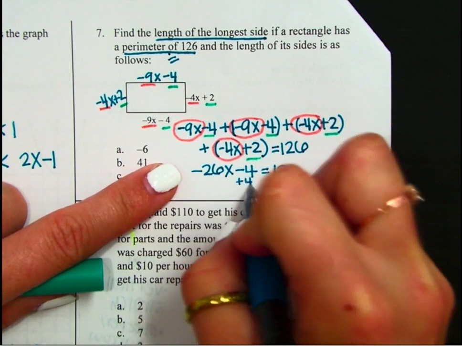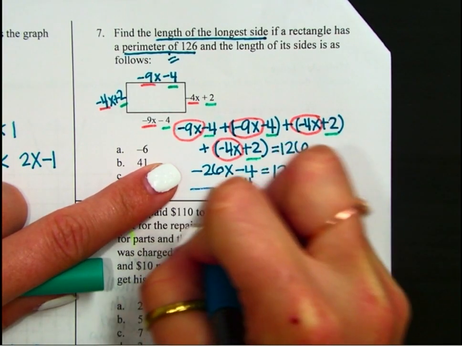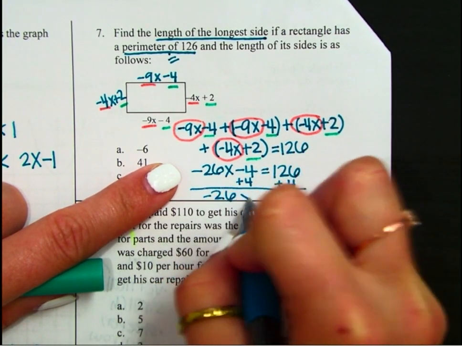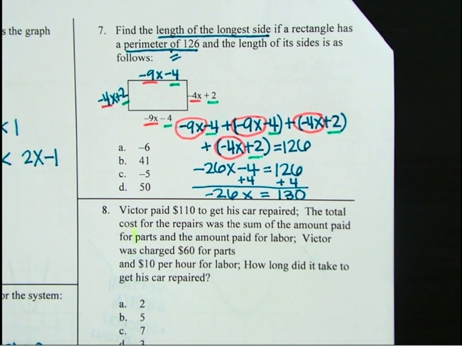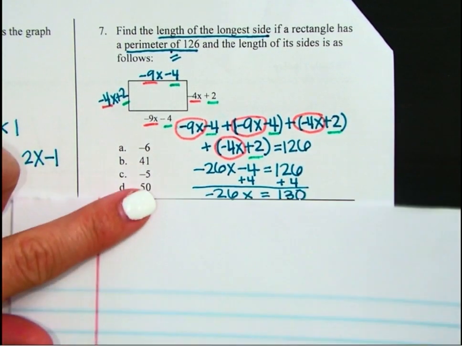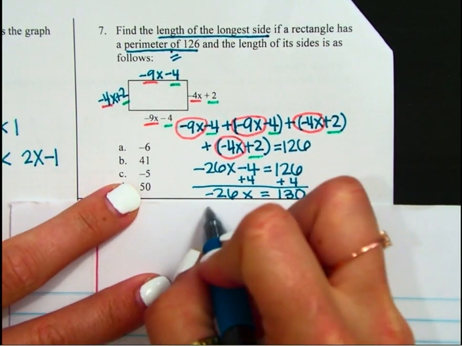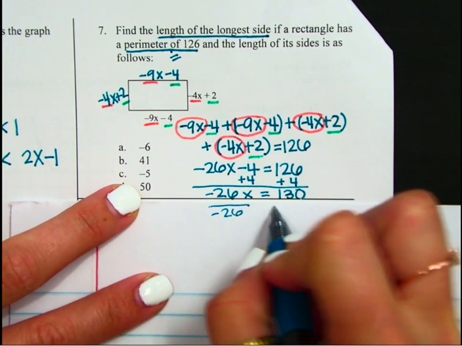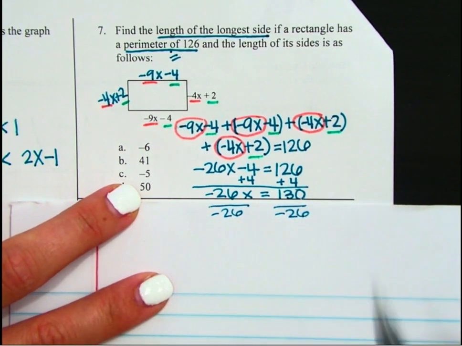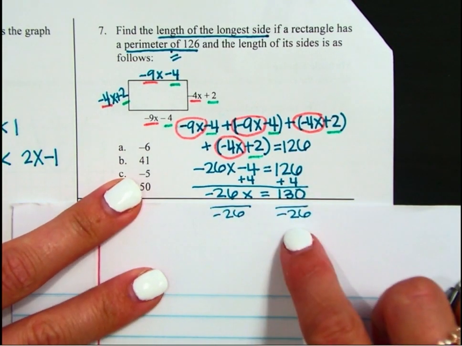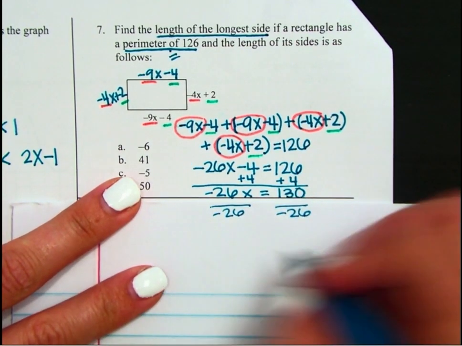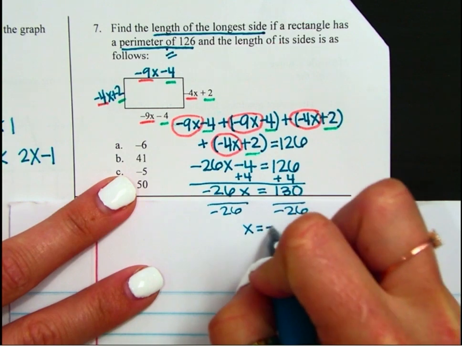So I'm going to add 4. And I have negative 26x is equal to 130. Sorry, let me get a little piece of paper here. Ran out of room. Now to get x, I'm going to divide both sides by negative 26. So 130 divided by negative 26. What number times 26 gives us 130? That's going to be negative 5.